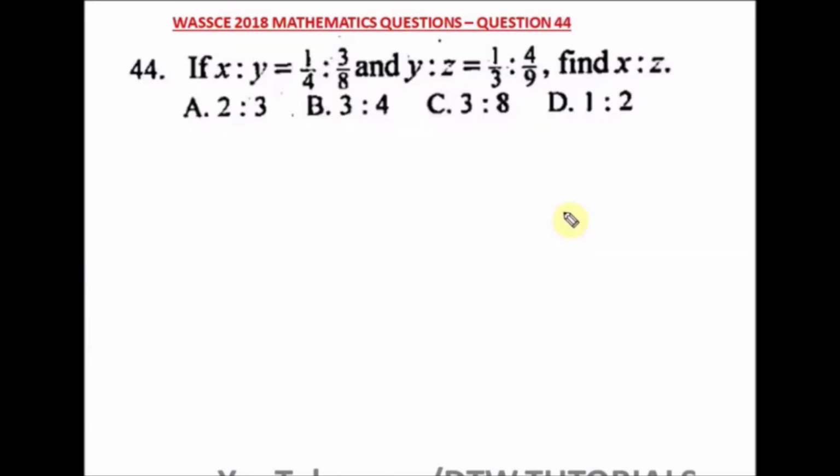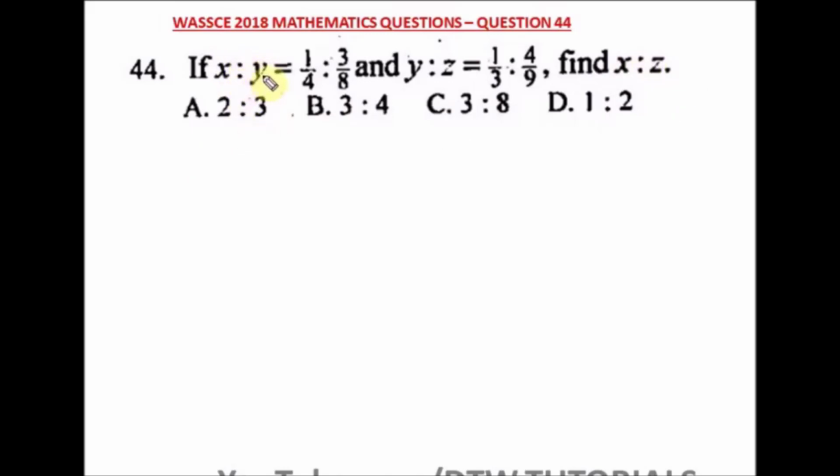Question 44 of the WASSCE 2018 Mathematics Past Question says, if x ratio y is equal to 1 over 4 ratio 3 over 8 and y ratio z is equal to 1 over 3 ratio 4 over 9, find x ratio z. Okay, so from these two expressions, let's make x the subject of formula from this expression, and let's make y the subject of formula from this expression. Then we would find x ratio z.